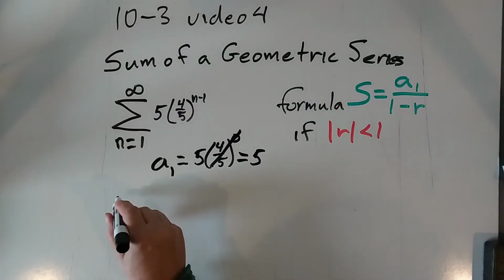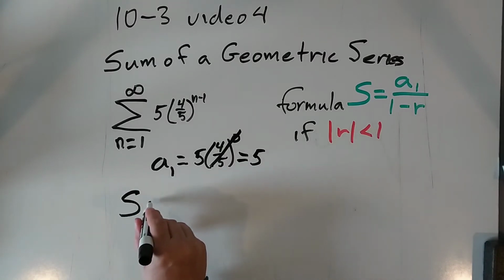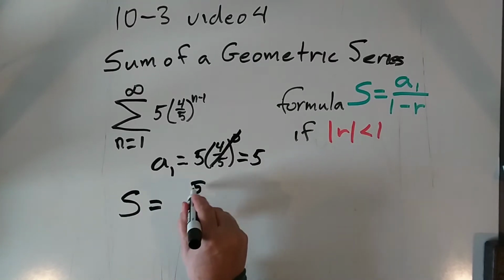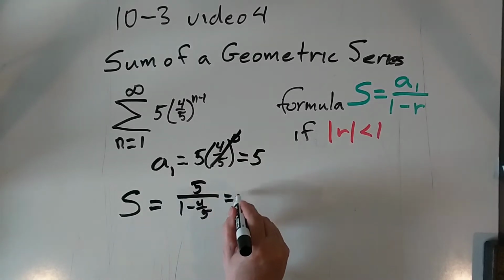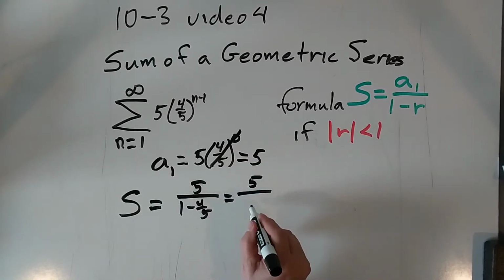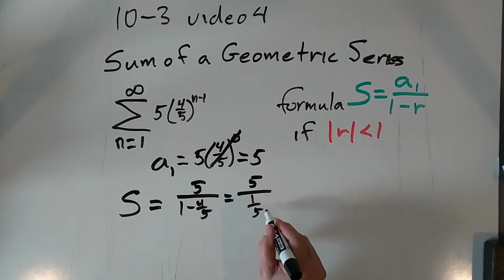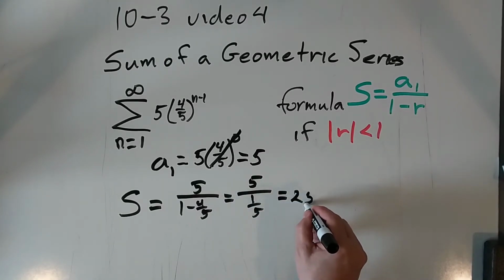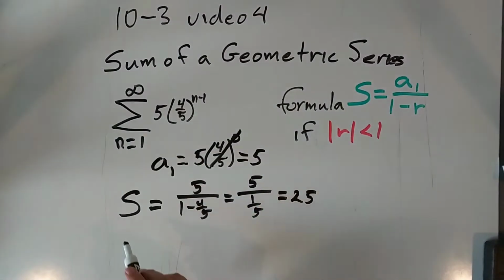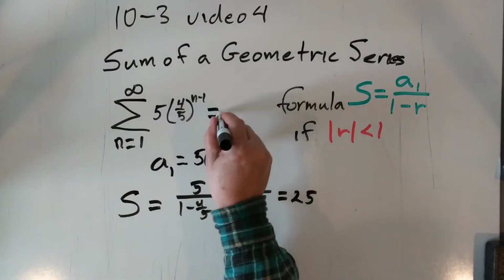So now the sum is equal to 5 over 1 minus 4/5, which is 5 over 1/5. Invert and multiply, and you get 25. So the sum of this series is equal to 25.